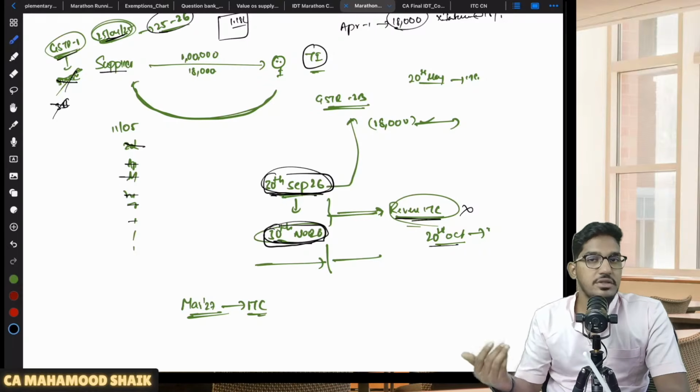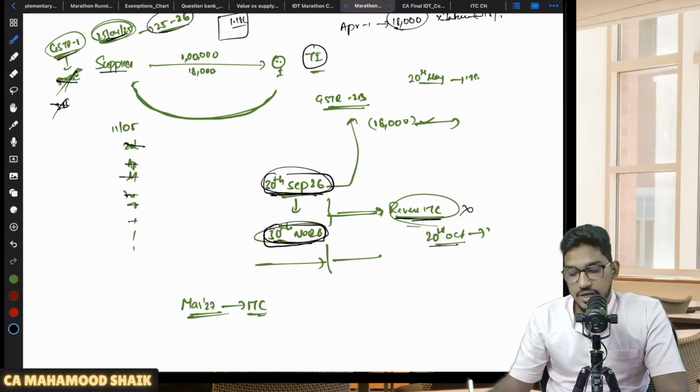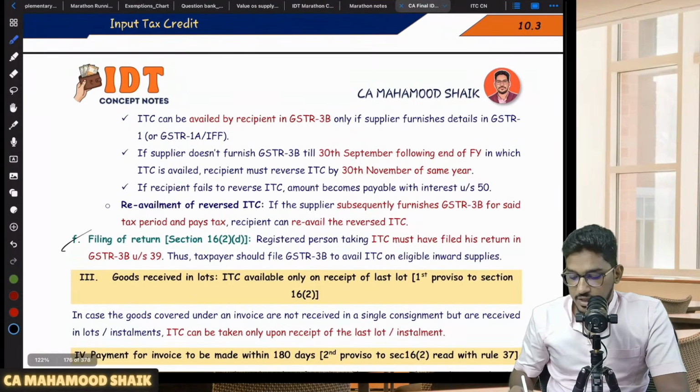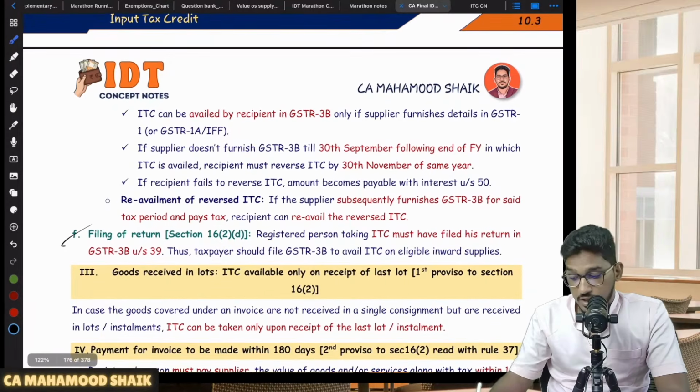If you are not doing it, reverse the amount of ITC along with the interest at the rate of 18% from the date of utilization. Clear? Next one. One more condition.